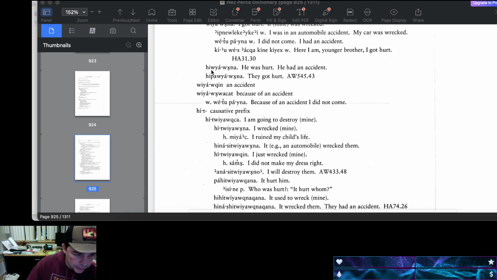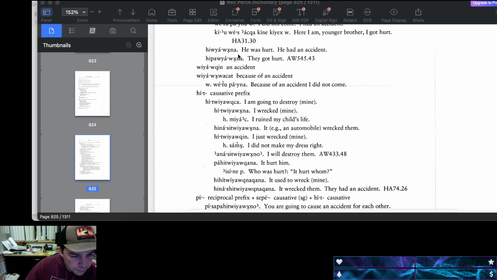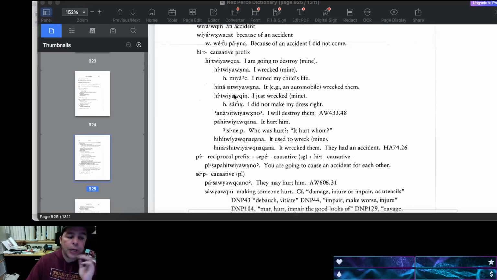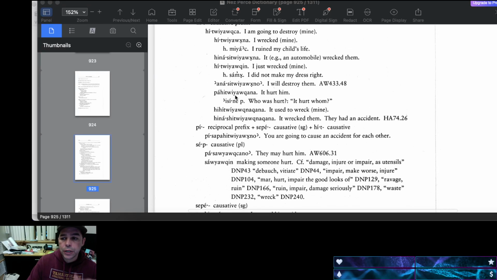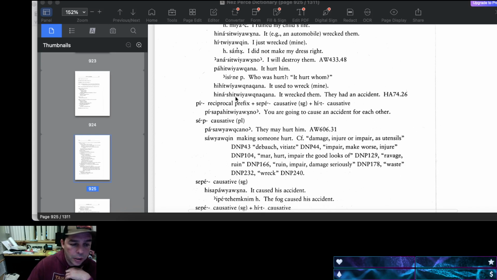Now here we're adding something onto the front. He was hurt. Now we've changed the aspect. I'm not just talking about myself now, I'm talking about someone else. But I still have my tense on the end there. And we're going to go over all of that in a minute. But being able to understand what's happening in the dictionary is really important to being able to use it correctly.